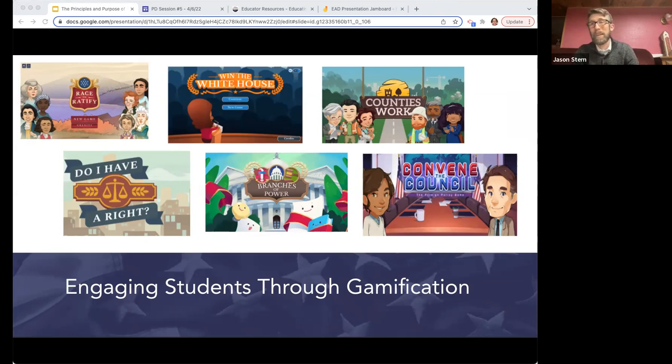And all of these games really do a good job. If you're teaching about the ratification of the Constitution, Race to Ratify is really good. It gives you the anti-federalists and the federalists, and it makes you take a side, and it makes you try to convince other people that your side is correct. Win the White House is a fantastic game for teaching the Electoral College and the electoral process. It takes you all the way from the primaries all the way to the general election, and everything in between.